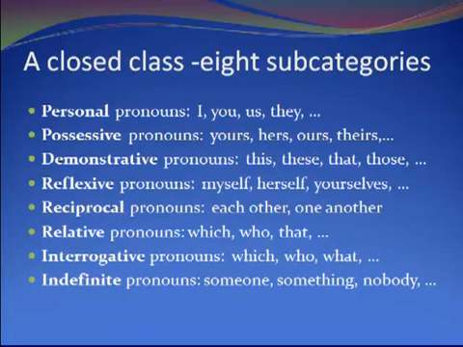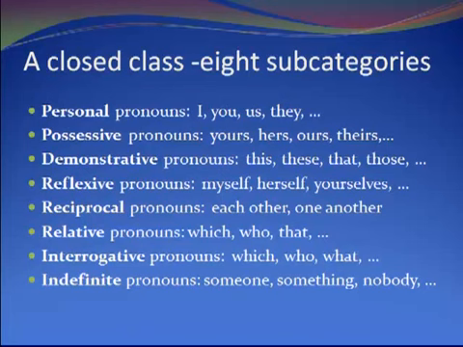You also have demonstrative pronouns: this, these, that, those. Now they look very much like the demonstrative determiners. But the big difference is that when you have "this" as a determiner, it's got to be followed by a noun. When it's a pronoun, it occurs by itself.